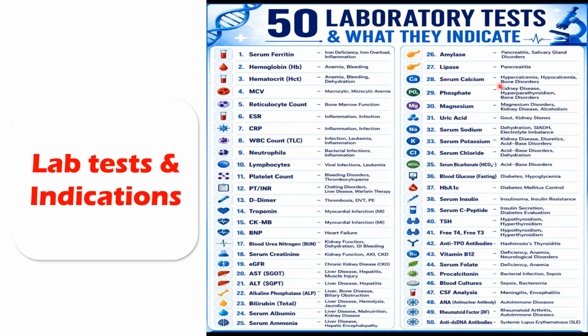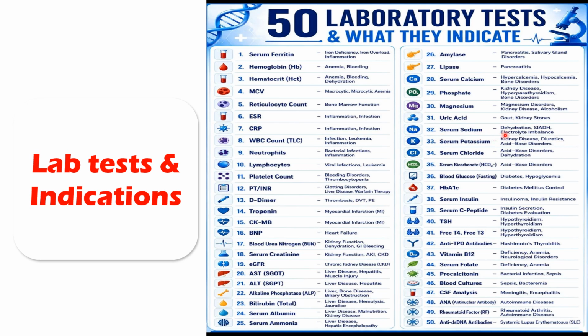Serum calcium is done to evaluate hypercalcemia, hypocalcemia, and bone disorders. Then phosphate is indicated in case of kidney disease, hyperparathyroidism, and bone disorders. Magnesium to find out magnesium disorders, kidney disease, alcoholism. Then uric acid to find out gout, then kidney stones.